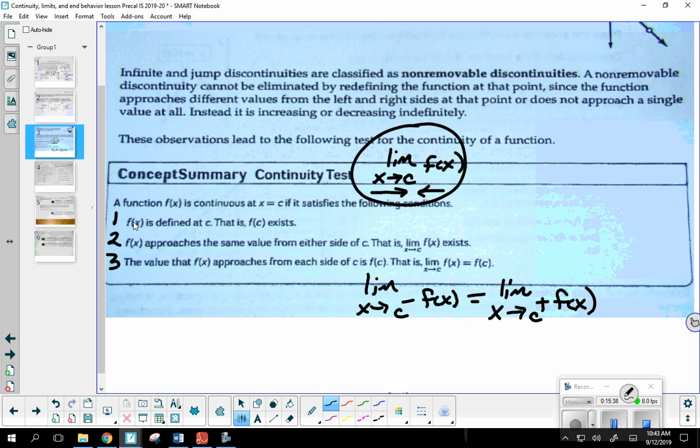Now step number 3, the value of f of x approaches from each side of c is f of c. So this is where you compare your results from step 1 to step 2. Does the limit as x approaches c equal the function evaluated at c? So step number 3, you're doing a comparison of the previous 2 steps. Again, that might seem a little hazy because right now I'm just going through the steps. Let's go through a problem. Let's actually work with some numbers and see if that makes it a little better.